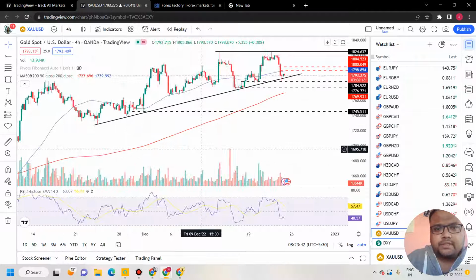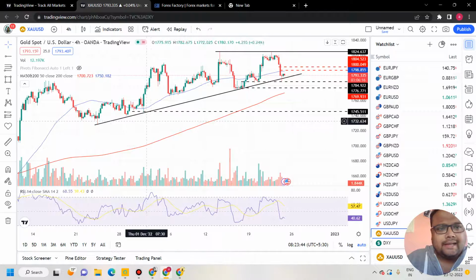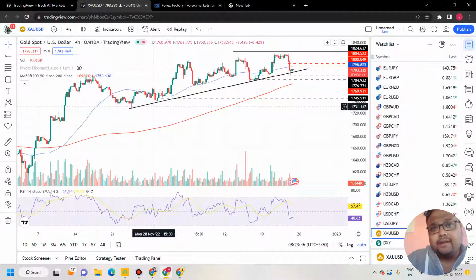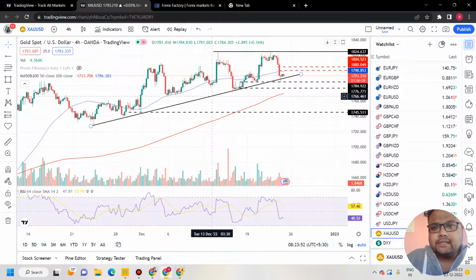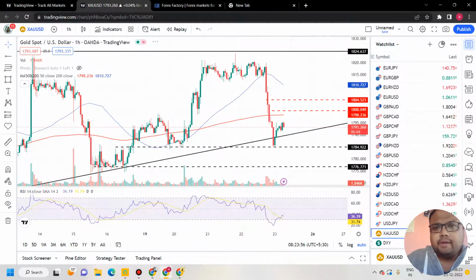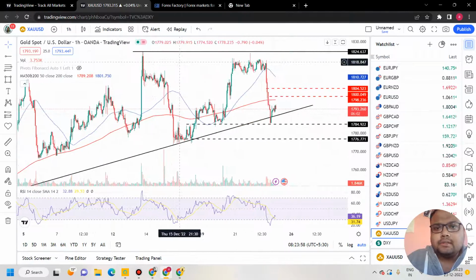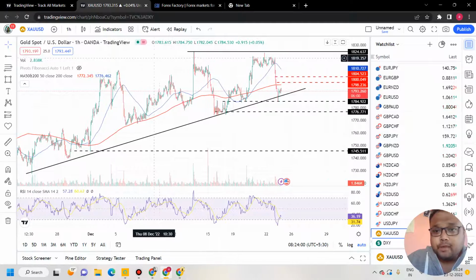But before I switch, I would like to mention one thing, my dear friends: the trend line that we have drawn, the trend line we have been considering for the last couple of days, is a valid support, and we saw it yesterday. But for trading purposes, to find some opportunities, we are switching to the lower time frame.